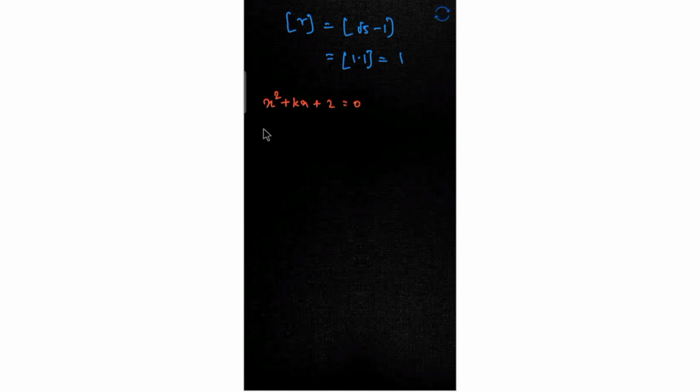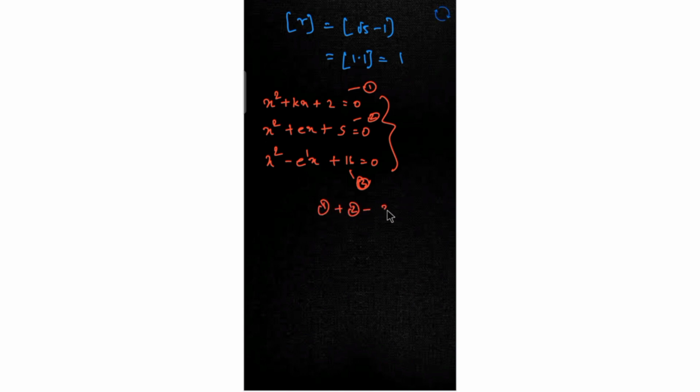And the other thing is x square plus ex plus box of r plus 4, so again r plus 4 in the sense 1 plus 4, which is equal to 5, equal to 0. And the third equation x square minus e dash x plus box of r plus 15, so it's again 16 now. All right, so this is equal to 0. And how do we use this? All right, how do we use this? So if I assume this as my first, this as my second, and this as my third, all right, so first and second and third, I'll be doing 1 plus 2 minus 3.